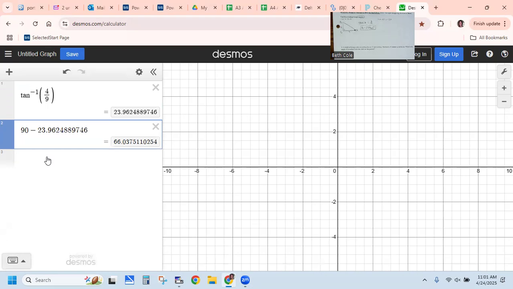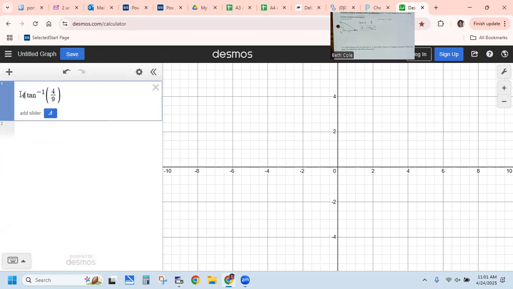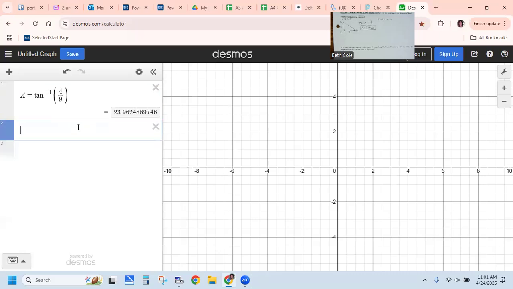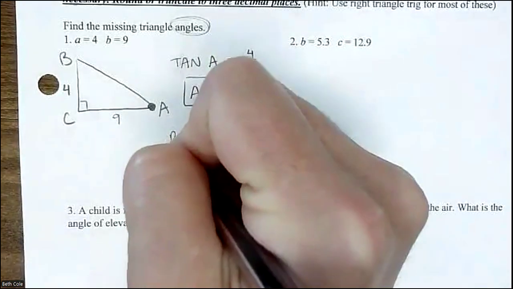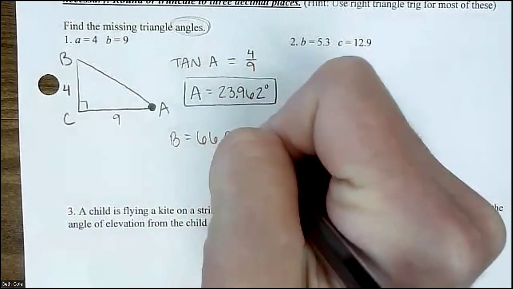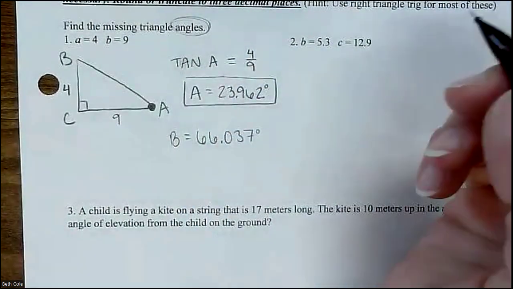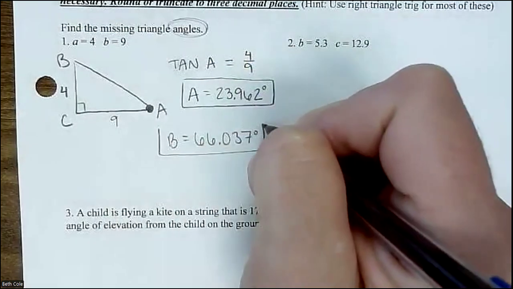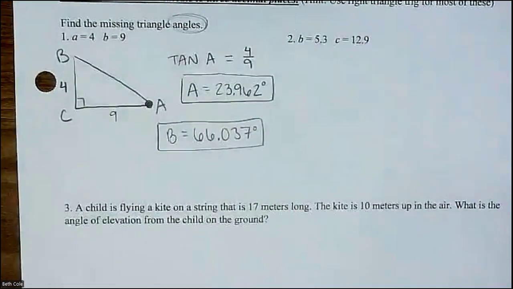I heard somebody else say, wait, so go ahead. You can do that too. Okay, so, or you can do this. A equals that, it'll store it. You can do 90 minus A. That works too. Yes, so B is 66.037 degrees. Good call. I'll do it that way from now on, the storing, because then I won't have to copy paste. But you get the same thing either way.